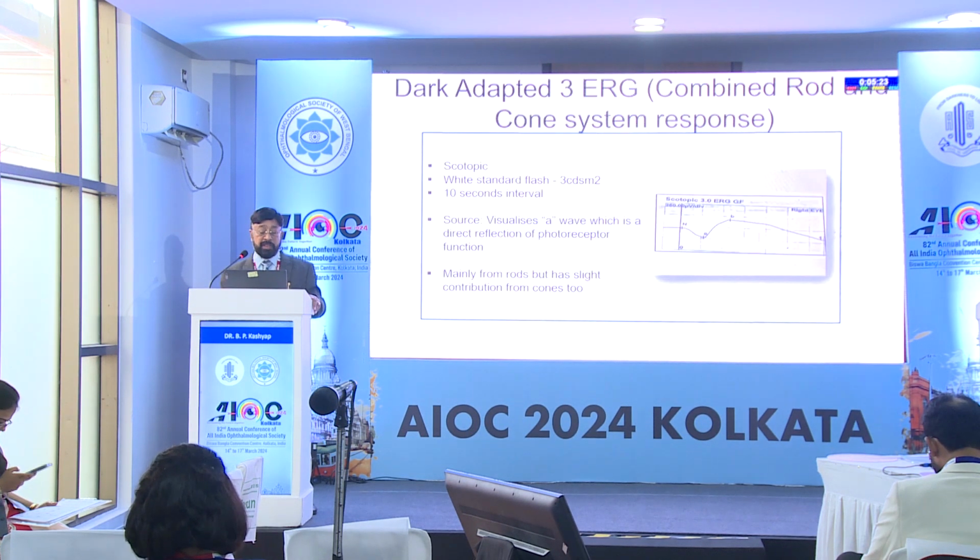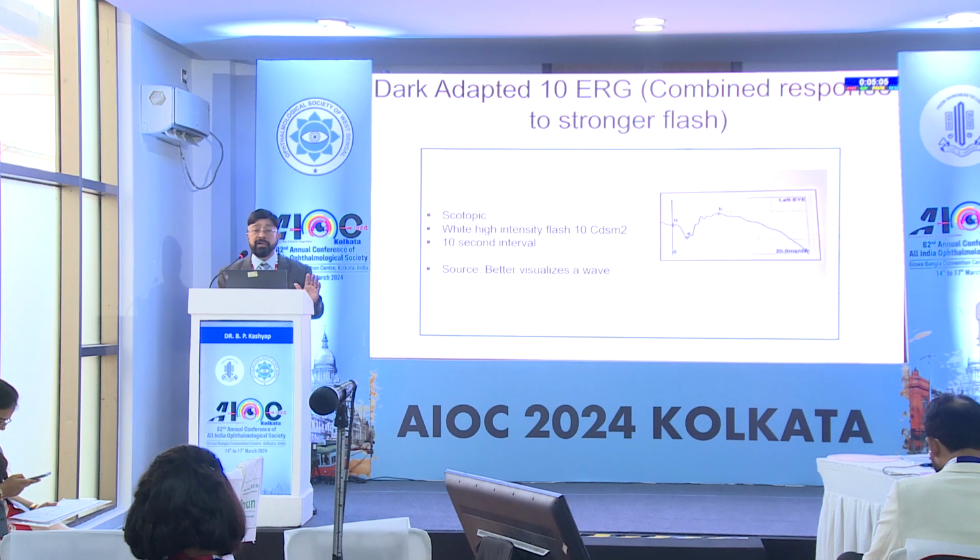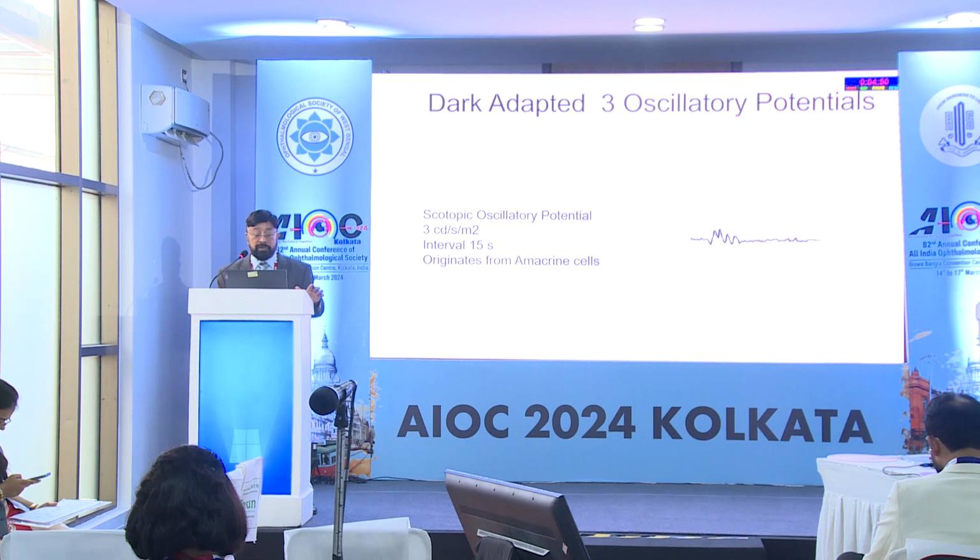If you give a little bit more light intensity, and the interval of flash is 10 seconds, then you visualize the A wave and B wave also. So this is a combined response. A little harder, a little stronger, that is, you give a 10 candela and the interval should be 10 seconds. Then you get an A wave and B wave with oscillatory potentials. If you want to see only the oscillatory potential, that is from the bipolar cells, then the interval has to be 15 seconds.